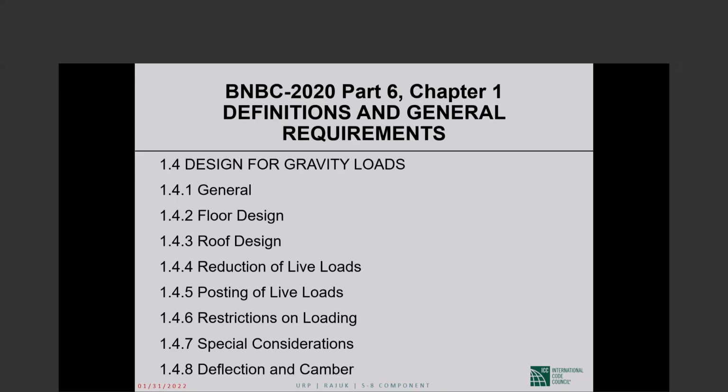Gravity loads are given in part 6, chapter 2. But in part 6, chapter 1 of the code, there are some provisions related to gravity loads. So I did want to bring that to your attention to start with. The loads themselves are not given here. They are in chapter 2, but there are some provisions related to gravity loads in part 6, chapter 1. There is section 1.4 titled Design for Gravity Loads.